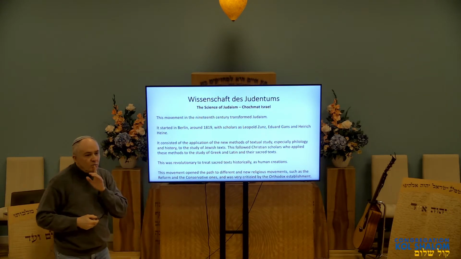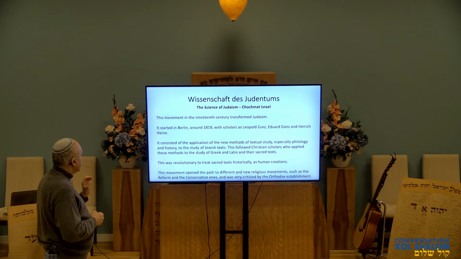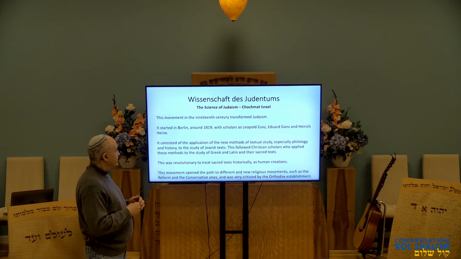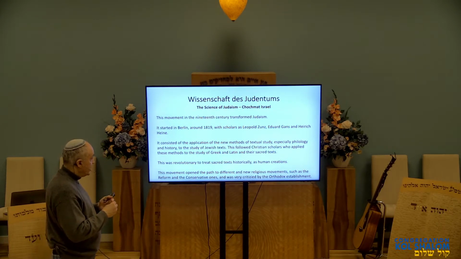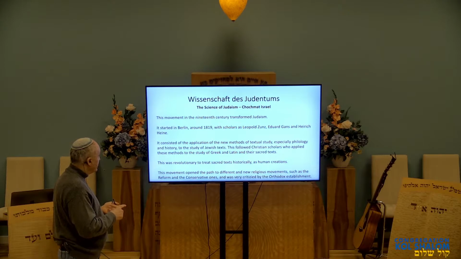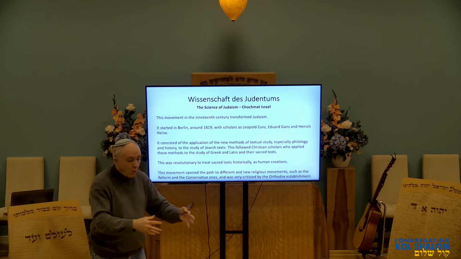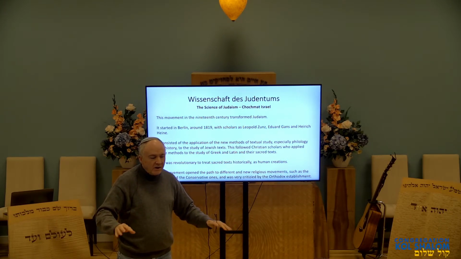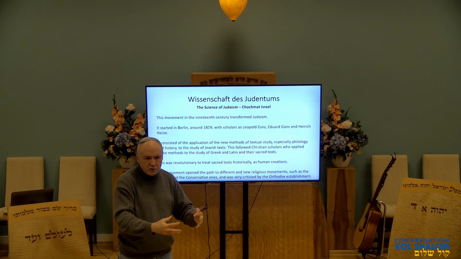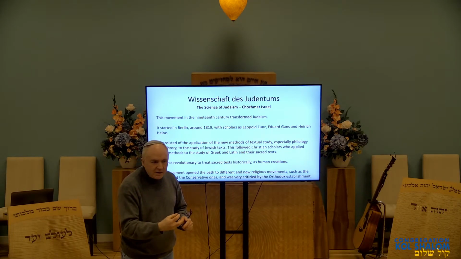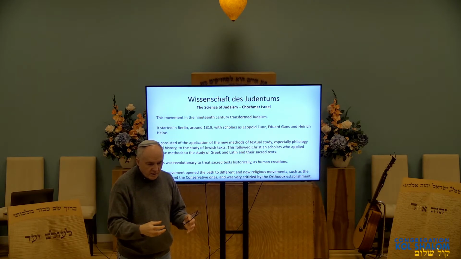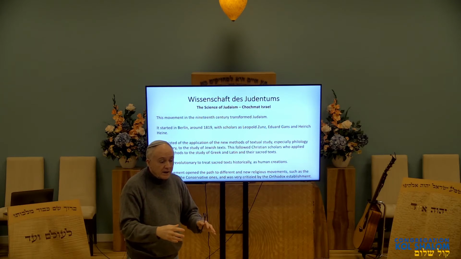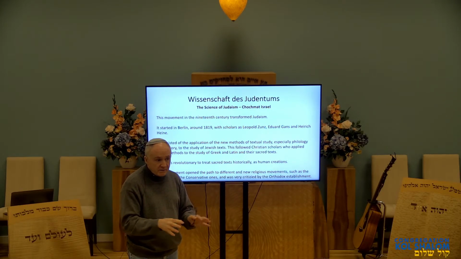So what was the point here? This movement consisted of the application of new methods of textual study, especially philology and history, to the study of Jewish texts. So when I read the text, I took away all my beliefs, and I think that this is a text made by human beings. And I will try to use all the tools I have as a historian or archaeologist or whatever in order to understand this thing.